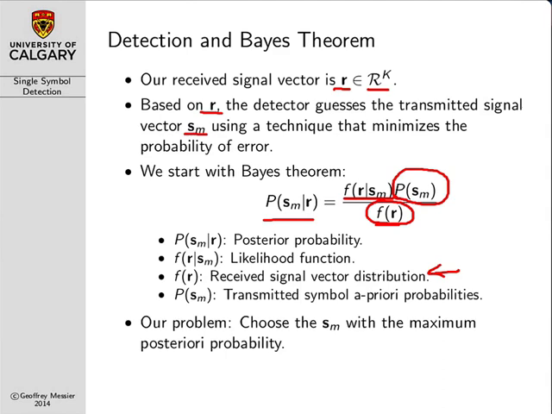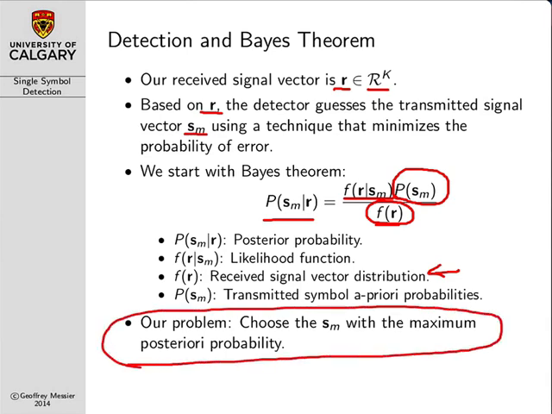And so basically, our problem that we're going to tackle in the coming slides will be to choose the transmitted signal vector Sm with the maximum a posteriori probability, which is the left-hand side of our Bayes theorem equation. And we're going to manipulate the right-hand side of the Bayes theorem equation in order to find a way to select the signal vector that's as efficient as possible.